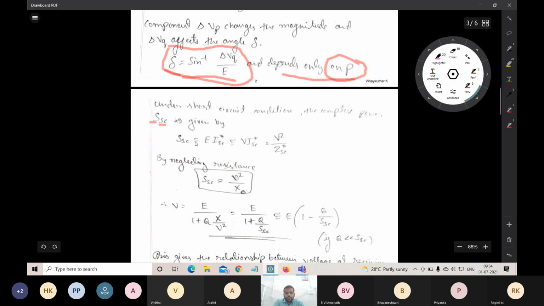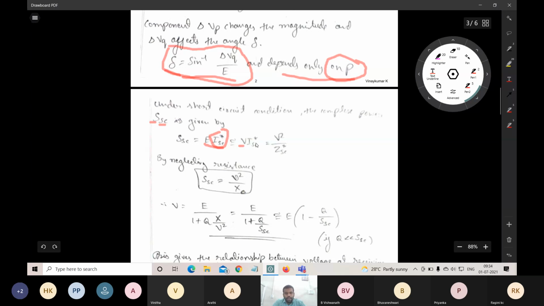The complex power under short circuit will be given by E into ISC star, where ISC star is the conjugate of the current flowing through the circuit under short circuit conditions, into the supply voltage. Or else you can also take the receiving end voltage instead of the supply voltage: V into ISC star. So SSC gives you V into ISC star.